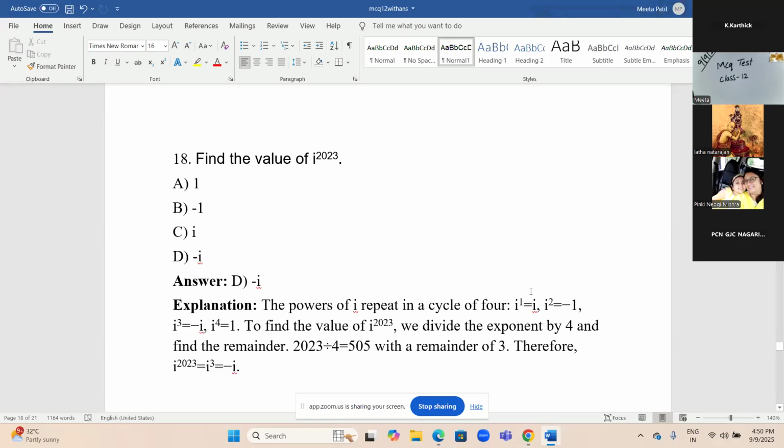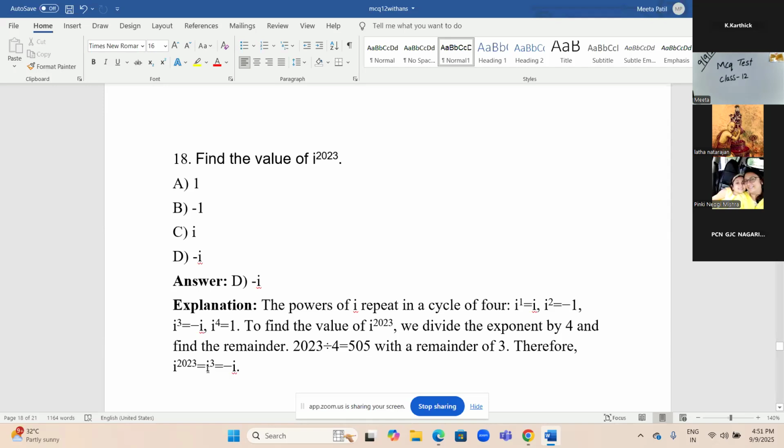So this is a continuous process. Again, if you take the next powers, it is going to continue. Repeated values will come over there. So that's why what I'm doing here, we divide the exponent by 4. Why are we dividing? Because after the power 4, these numbers were repeating. So whatever the power is, I am dividing that power by 4 and you will get 505 with the remainder of 3.